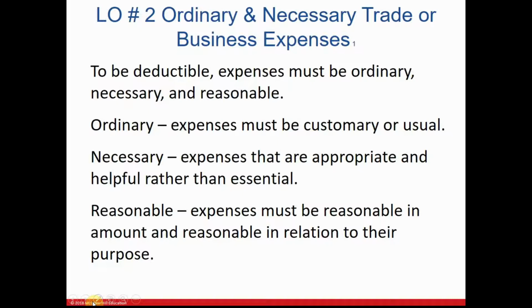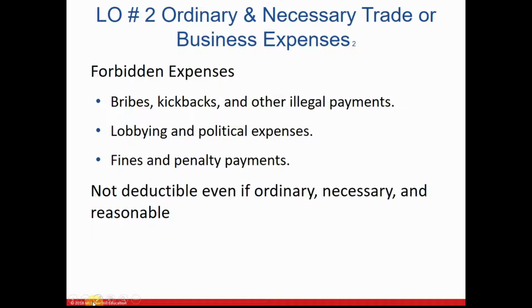So what is a deductible expense? A deductible expense is an expense that is ordinary to the business, or typical, and necessary, that is to say they're required in order to generate income, which is why we incur expenses to generate income. And necessary means they're appropriate and helpful rather than essential. So reasonable expenses talk about the amount of the expense in relation to its purpose. The expense has to be reasonable given the benefit derived from the expense.